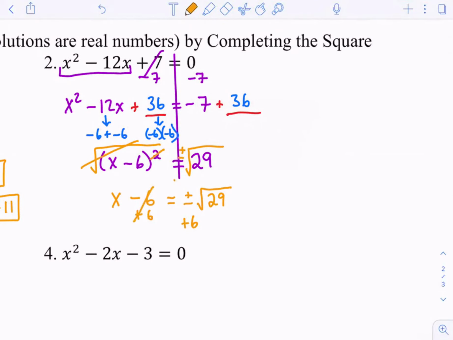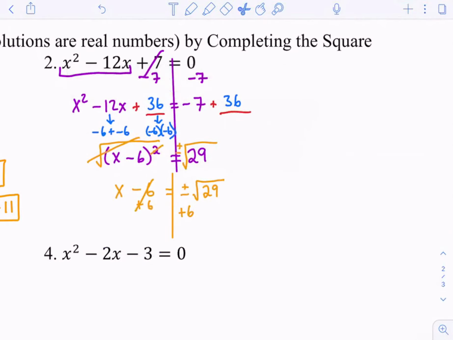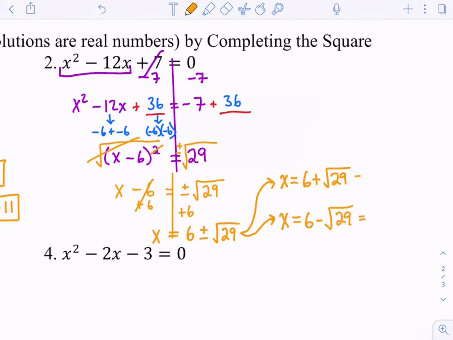So I get, let me see if I can make this a little bit smaller so I have more room. X equals, now remember, what's common is to put the plus or minus after. So I have a positive 6 plus or minus the square root of 29. So what does that mean my two answers are? My two answers are x equals 6 plus the square root of 29, and x equals 6 minus the square root of 29. These are my final answers because I can't combine them.